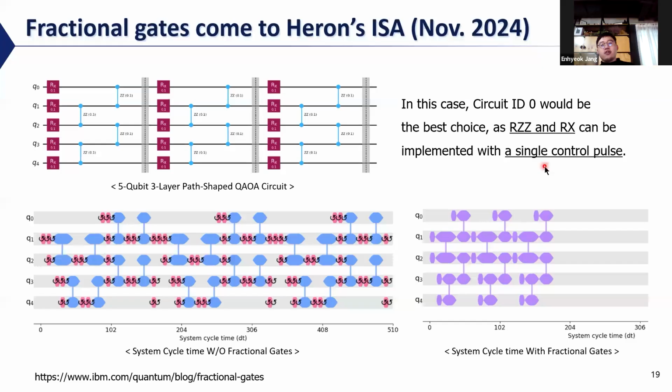Okay, here is the first paper from our lab. In this case, do you have any questions?